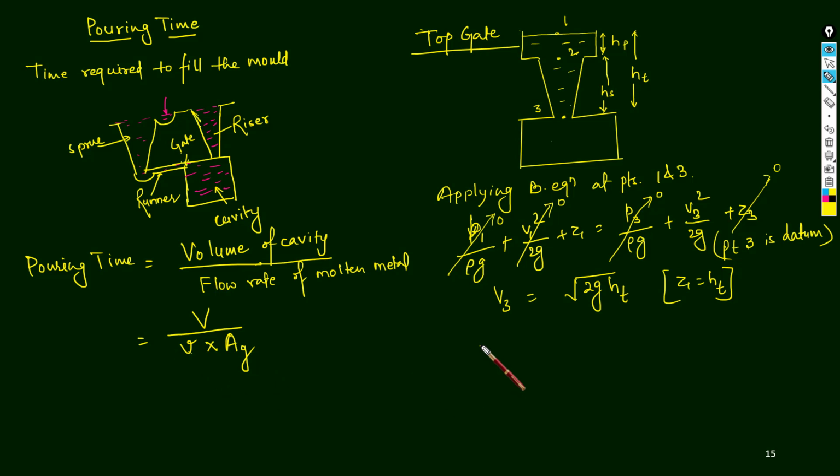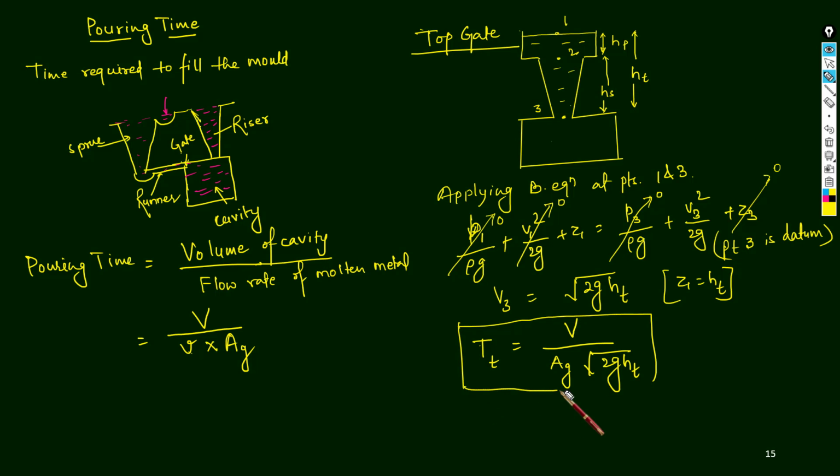So can we write the pouring time? T means pouring time in case of top gate. So we will write V upon Ag into root under 2g HT. So this is the pouring time in case of the top gating system.